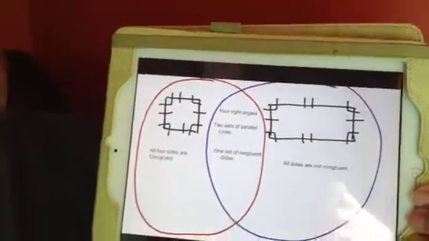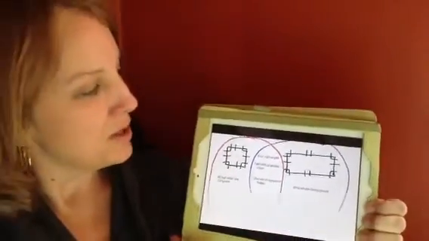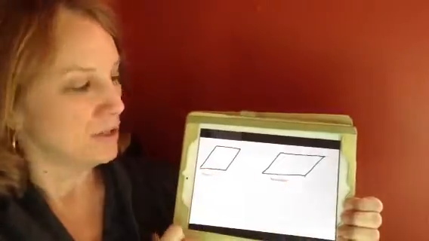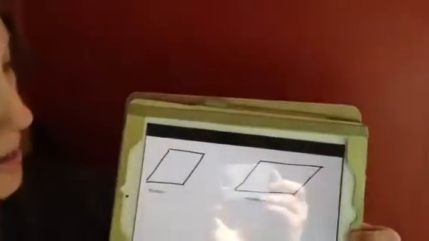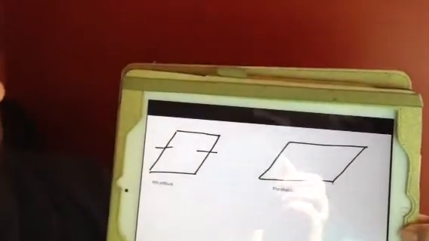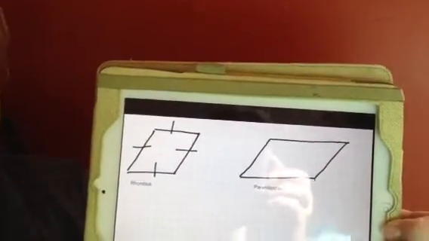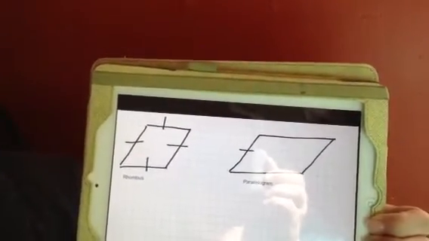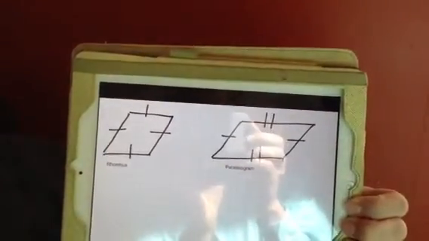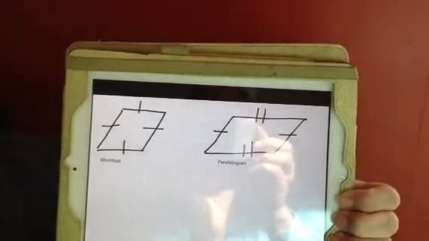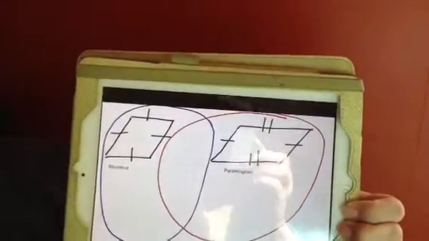So what if we compare something else? What if we want to compare a rhombus to a parallelogram? Well, then we would have our four sides. They're all the same size, so they're all four congruent. And then over here we have one set of congruent sides and two sets of congruent sides.